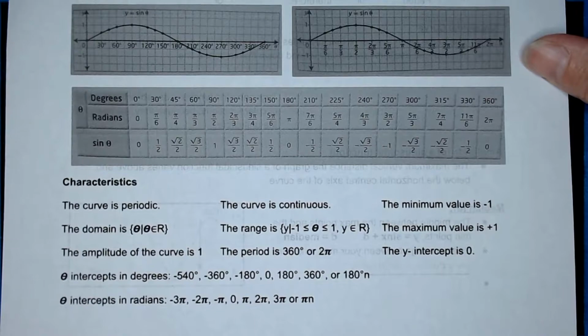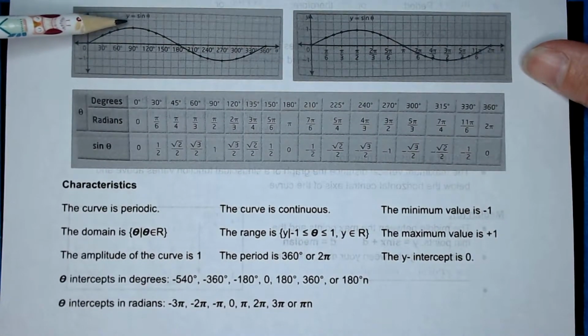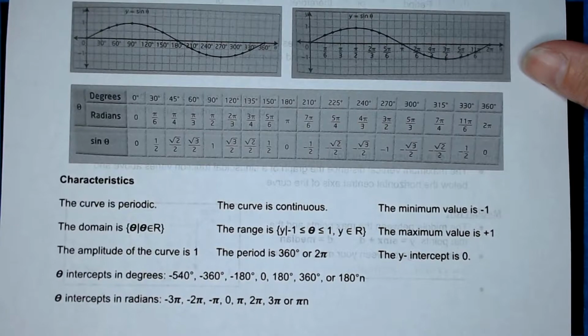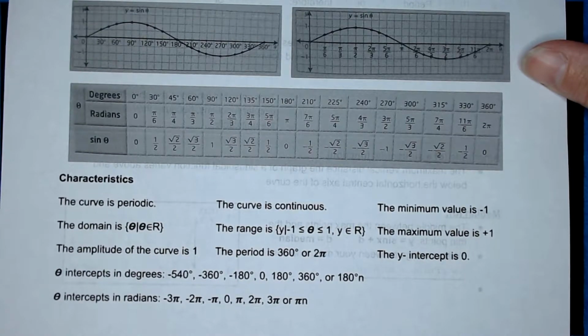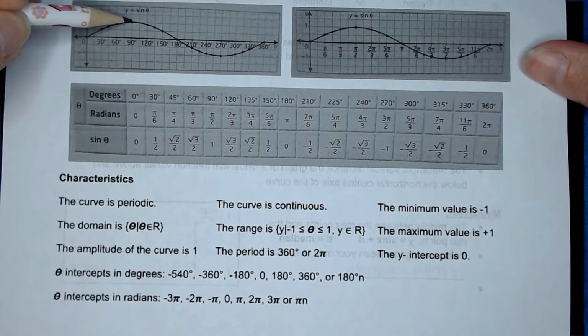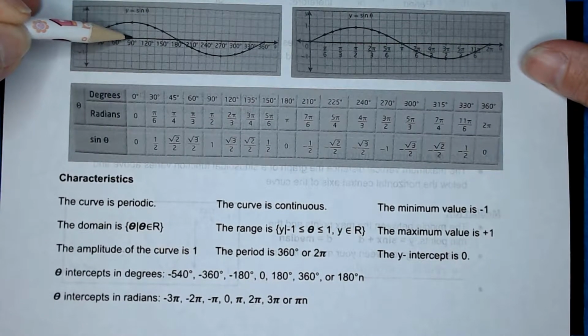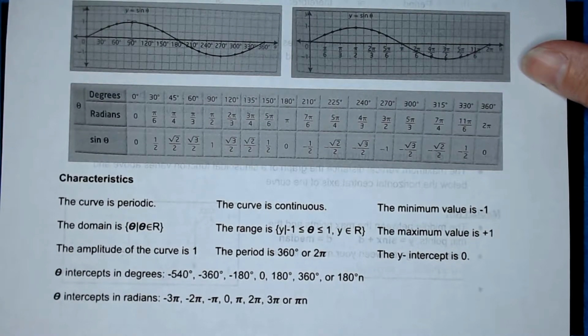The minimum value of the graph is -1. The maximum value is +1. The domain is theta, any real number. The range is -1 to +1. Maximum is +1. The amplitude of the curve, so you're just measuring from here down to the central line. So from the highest point down to the median is 1 unit in height.